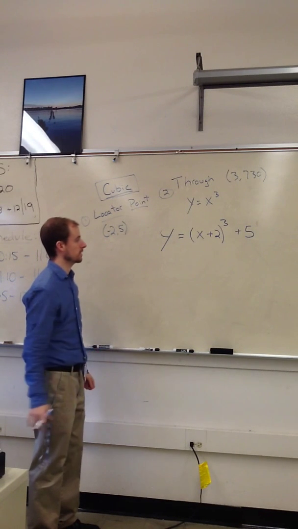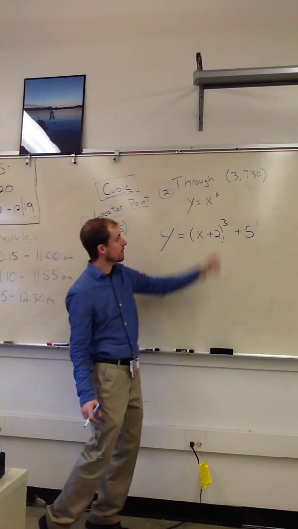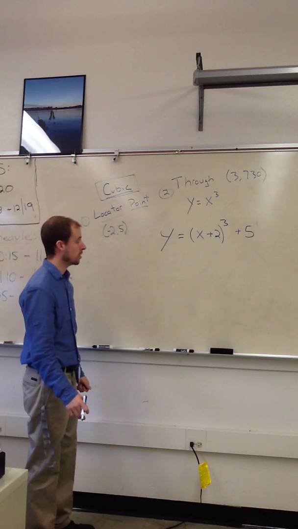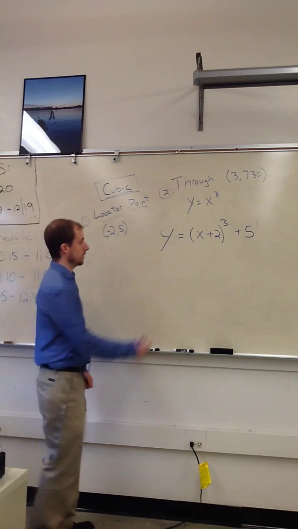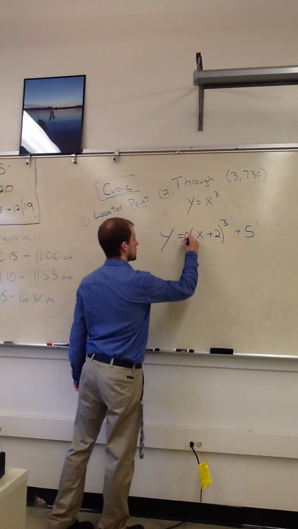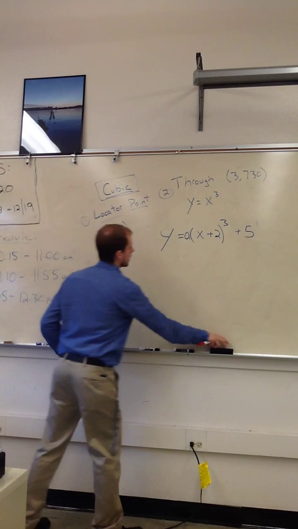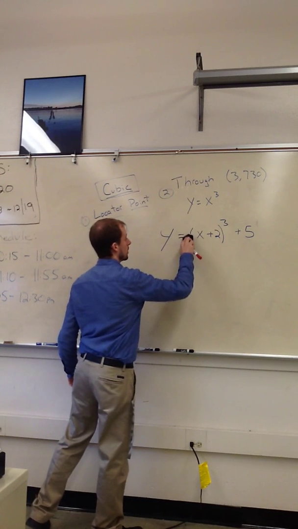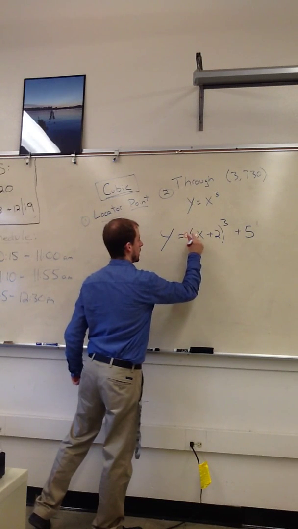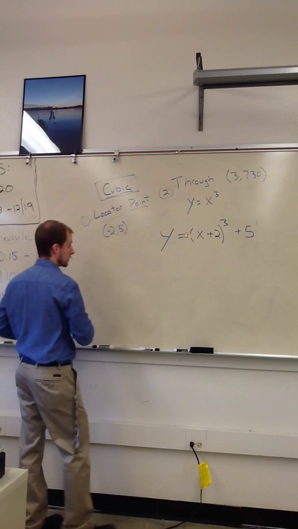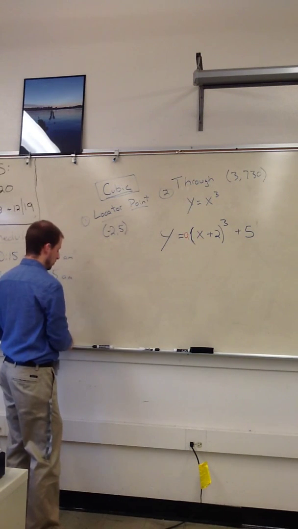But the other aspect of this is we need to make sure that it's going to go through the point 3, 730. So the other thing that we changed here was a scale factor, and that was an A on the front of it. So there's a number out front, and maybe I should write it in red so you can see it better. But we need to figure out what that is. And so what we're going to do is we're going to use our clue.